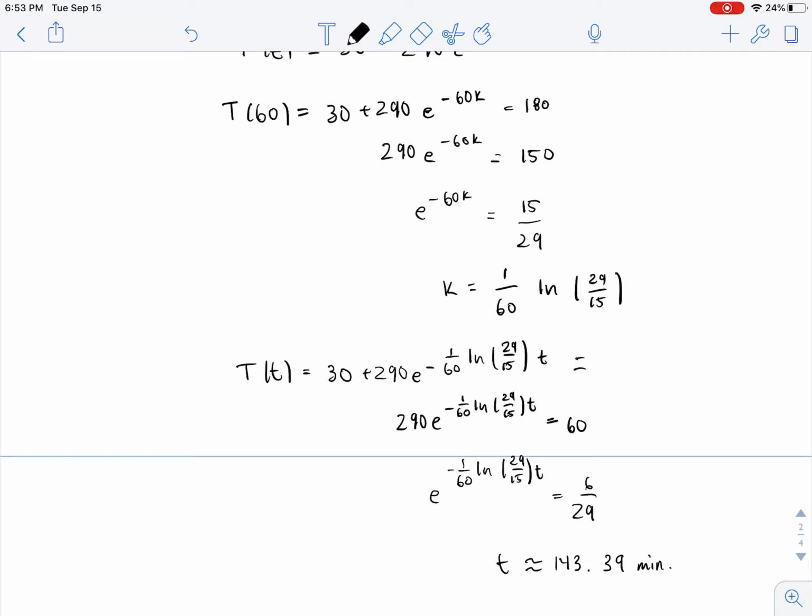And to finish this off, we're going to set it equal to 90. Solving for t, we find that it's going to be approximately 143.39 minutes. And that's how long it's going to take for the coal to reach 90 degrees Fahrenheit.